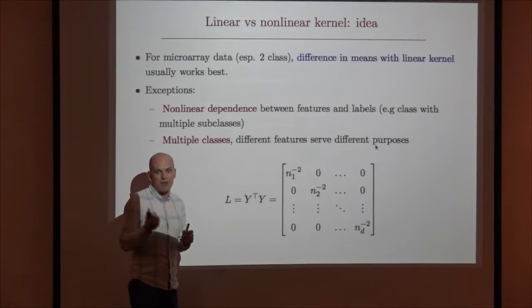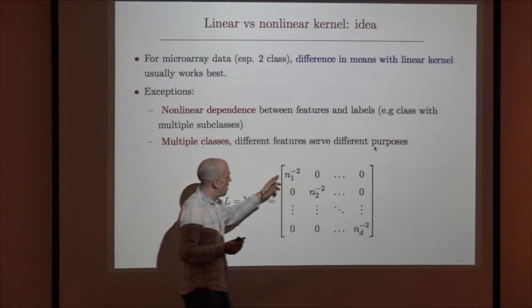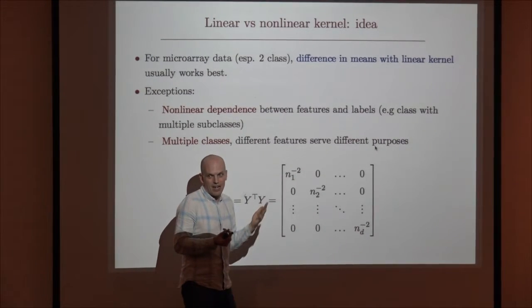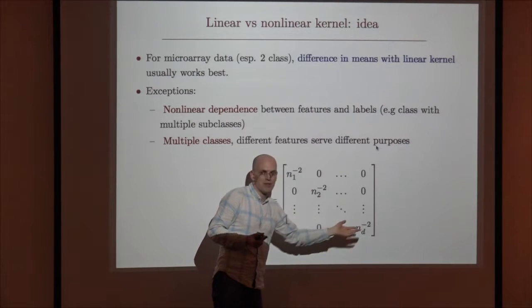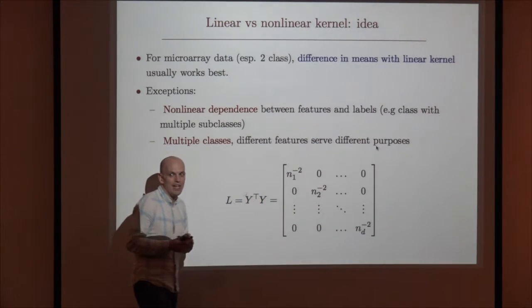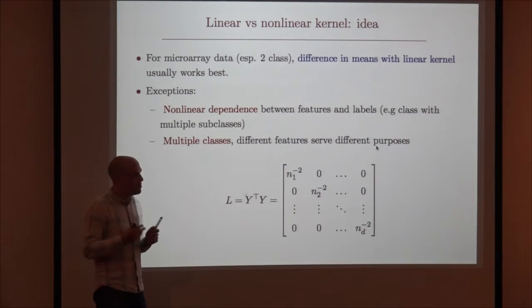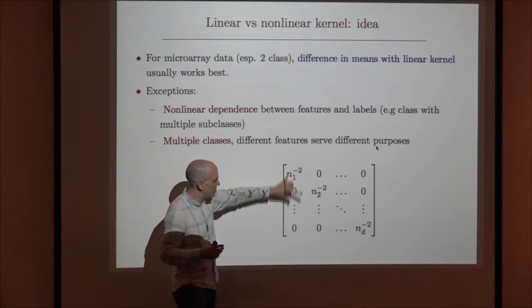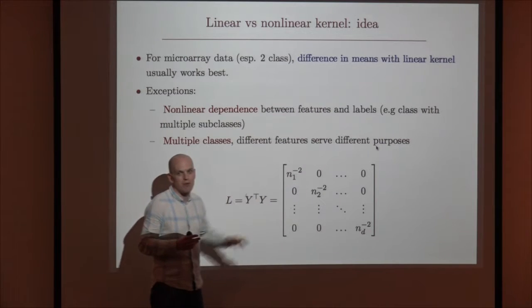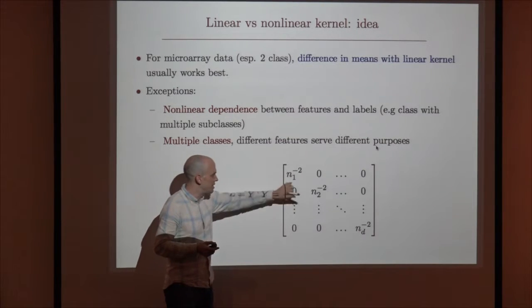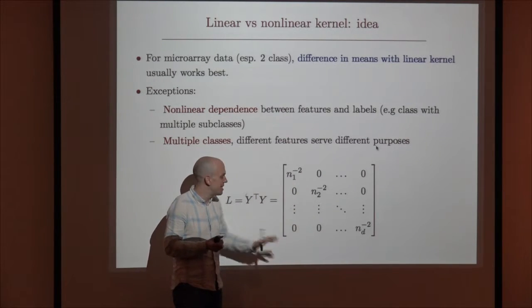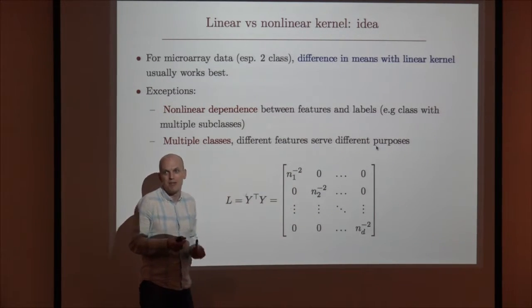So rather than just having binary classification, I have n1 samples with one label, n2 samples with the second label, and nn samples of the nth label. In this case, different features might be good at discriminating different elements of this multi-class problem, and so there a nonlinear kernel can matter. In this case, I've used this as my L matrix for the multi-class case. It's not the only one, but it's a simple one.